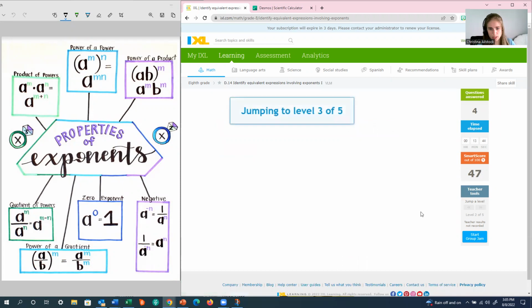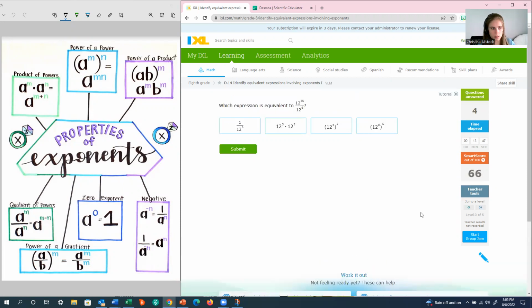All right, let's jump up a level here. This is a good one. All right. We want to know which expression is equivalent to 12 to the 36th divided by 12 to the 6th. Let's go ahead and simplify that. I can see division going on. The bases are the same. They're both a 12, which means I can use my quotient of powers and subtract my exponents. Well, 36 minus 6 is 30. So we have 12 to the 30th.